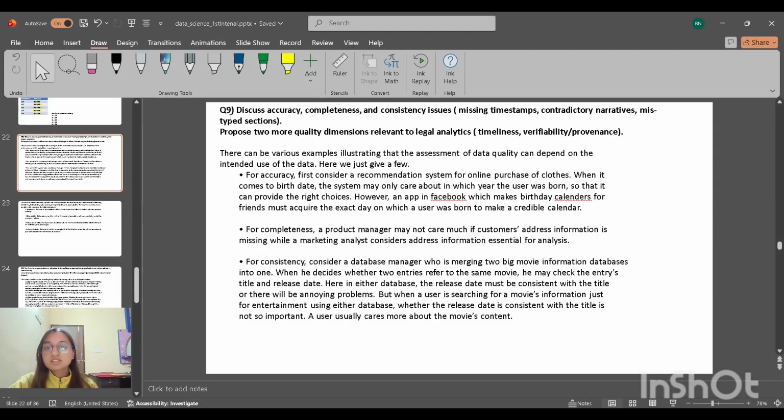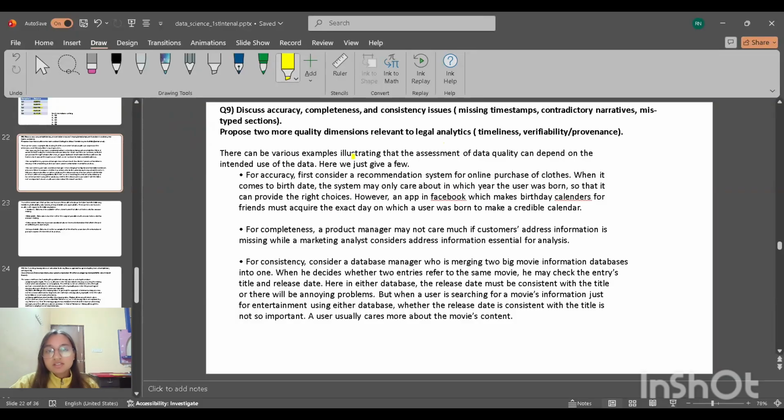Ninth question. Discuss accuracy, completeness, consistency, issues, missing timestamp, contradictory natives, mistyped sections. Propose two more quality dimensions relevant to legal analytics.